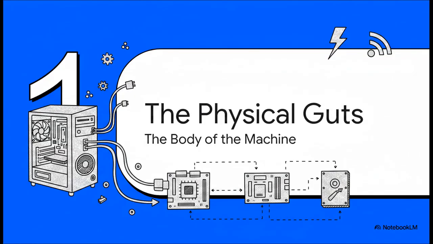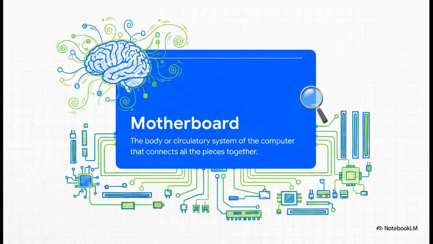Okay, so let's start with the body. We're going to metaphorically pop open the case and take a look at the essential parts that make up the physical computer. The very first thing you'd probably notice is the motherboard. And really, it's the backbone of the entire system. Think of it like a central nervous system. It's this giant circuit board that everything, the brain, the memory, the storage, plugs right into. It's the thing that lets all the different components talk to one another.